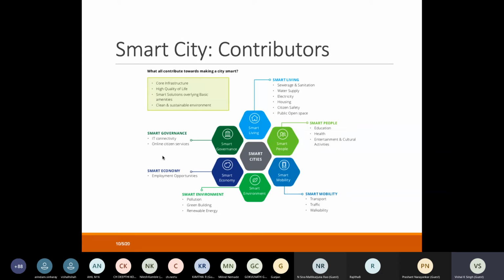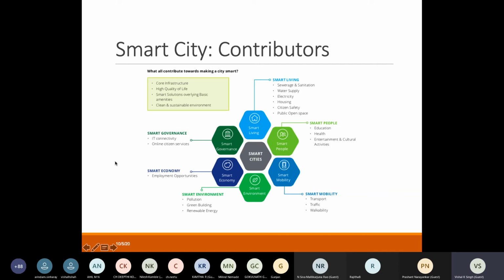Then, as I said, the other factor is a smart economy. So many employment opportunities can be popularized, can be made available to the citizens online, through the smart mediums. Smart environment. When I say smart environment, we have already witnessed the role of a smart environment, and we are already in one way or the other contributing to this.